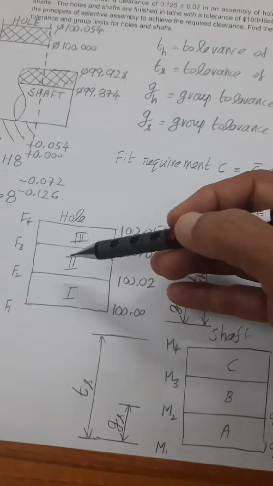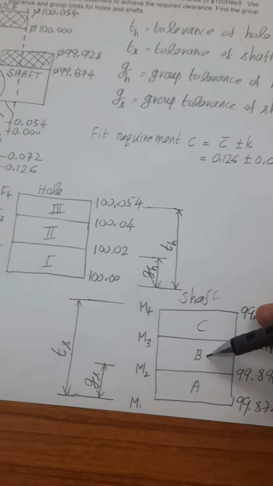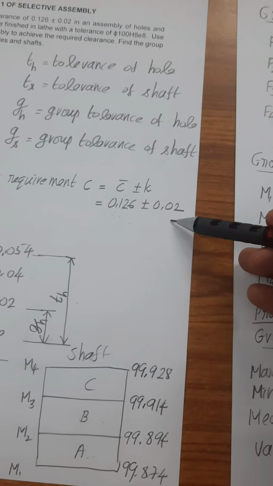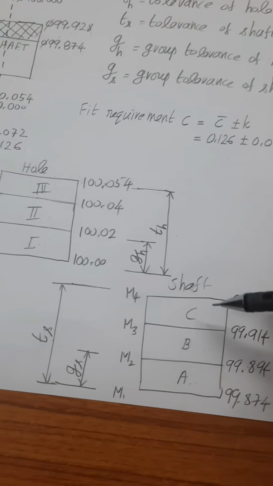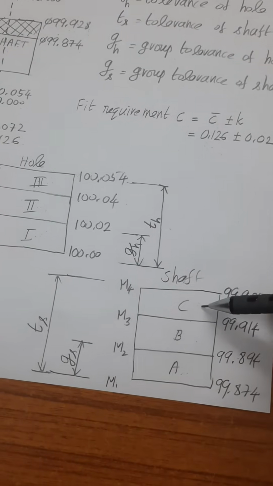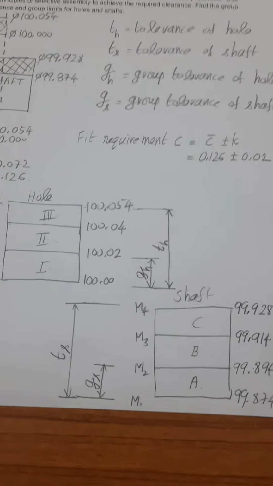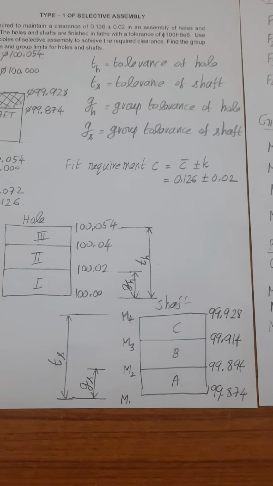Similarly, you can try with the second group of holes with the second group of shafts. You will achieve the required clearance of 0.126 plus or minus 0.02. Similarly, you can try with the third group of holes and third group of shafts. So this is the principle of selective assembly used for meeting the required clearance without increasing the cost of the assembly.